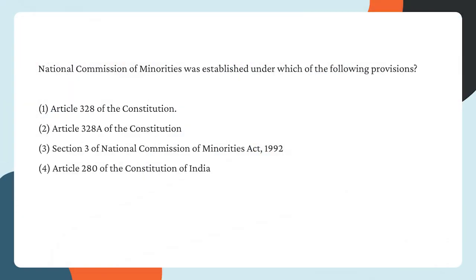Now let's see the next question. The National Commission for Minorities was established under which of the following provisions? Out of the given options, you have to choose the most appropriate answer under which NCM was established. The correct answer is option number 3, which is Section 3 of the NCM Act 1992, according to which the central government shall constitute a body to be known as the National Commission for Minorities, and the commission shall consist of a chairperson, a vice chairperson, and together with this 5 members. All these things have been given under Section 3 of the NCM Act.